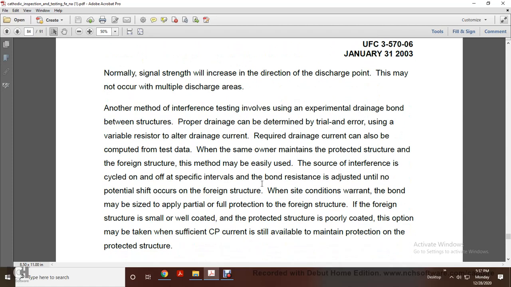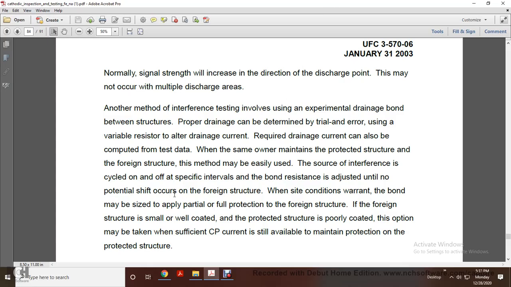Another method of interference testing uses an experimental drain bond between structures, with the proper drain determined by trial and error. Use a variable resistance to alter the drain current. The required drain current can also be computed. Maintain the protected structure. With the foreign structure, the source of the interference may be cycled on and off at specific intervals of bond and resistance as you adjust, watching the potential shift and the current on the foreign structure.